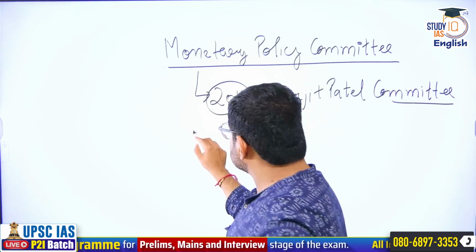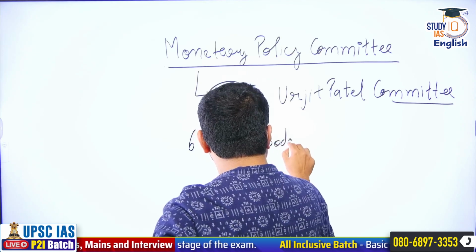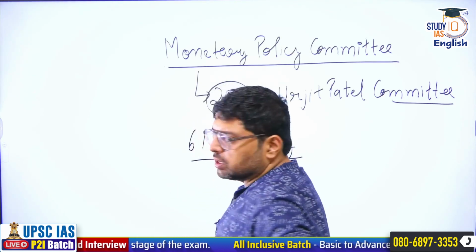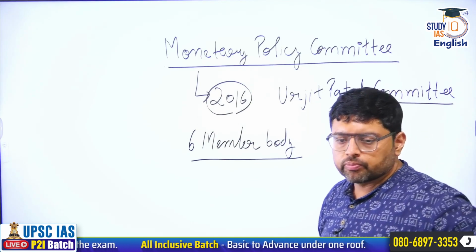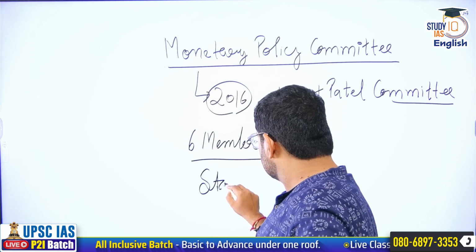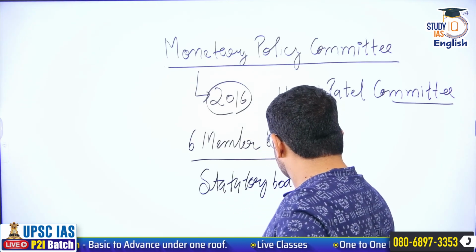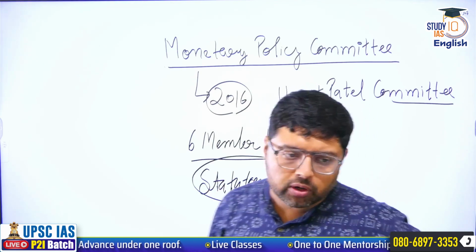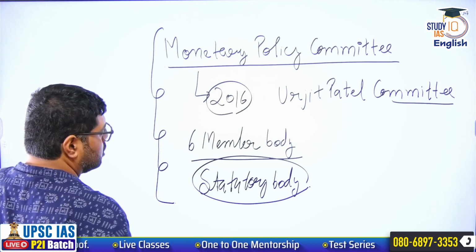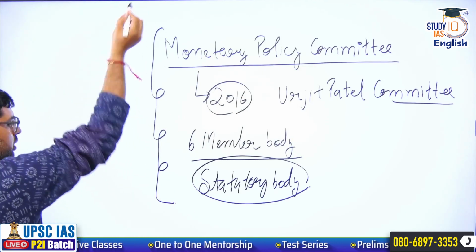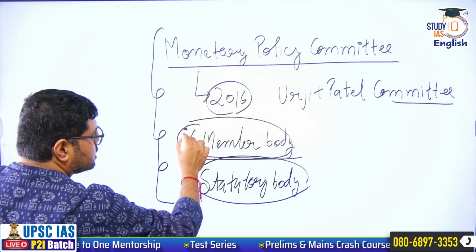now this committee is a 6-member body and it has been mentioned under, you can say, RBI Act. So we can say it is a statutory body. So this is what you have to remember. Clear? So it is a statutory body, number one. Number two, when you talk about it's a 6-member body, what does it mean?